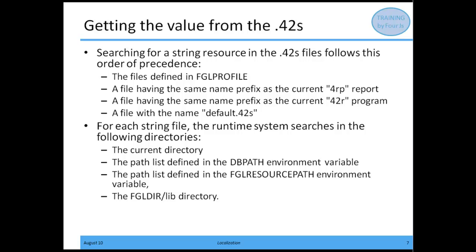Searching for that string resource file in the 42s files follows this order of preference. First, the files defined in the FGL profile. Next, a file having the same name prefix as the current .4rp report. Then a file having the same name prefix as the current 42r program. And finally, a file with the name default.42s. For each string file, the runtime system searches in the following directories. It'll first look in the current directory, then the path listed by the DBPATH environment variable, then the path listed by the FGLRESOURCEPATH environment variable, and finally the FGLDIR/lib directory.